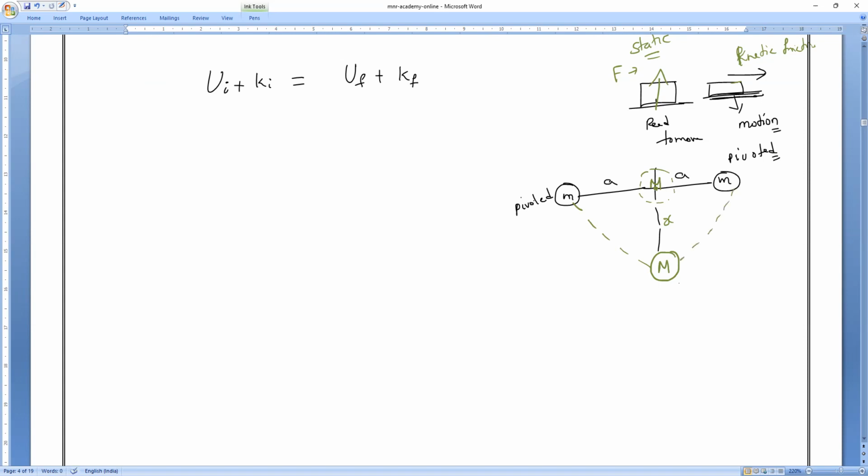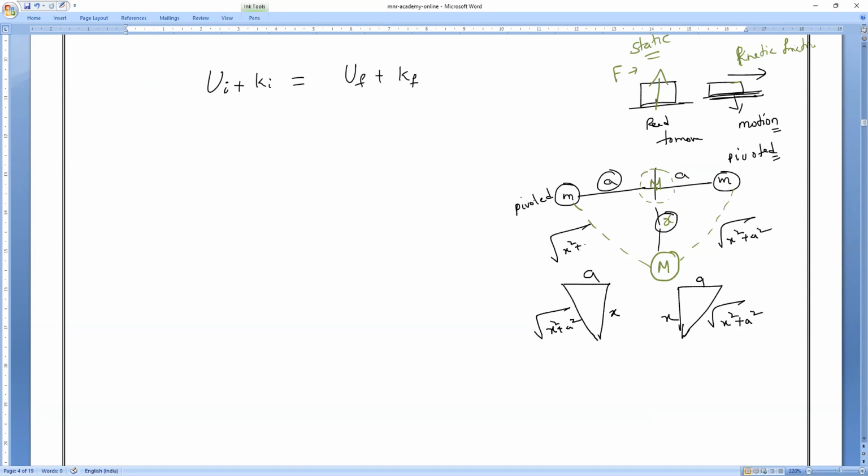Clear, everyone? Now, if this is A and this is X, then this is one triangle. Can you tell me what the hypotenuse will be? This is A and this is X, so here it will be root over X square plus A square. Right or wrong? And this triangle, this is also A and this is X, so here also root over X square plus A square. All of you understood? Yes? Everybody, please respond.